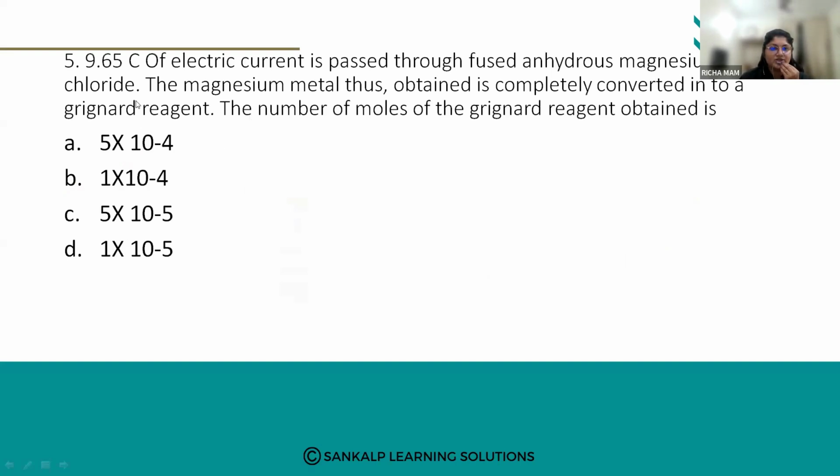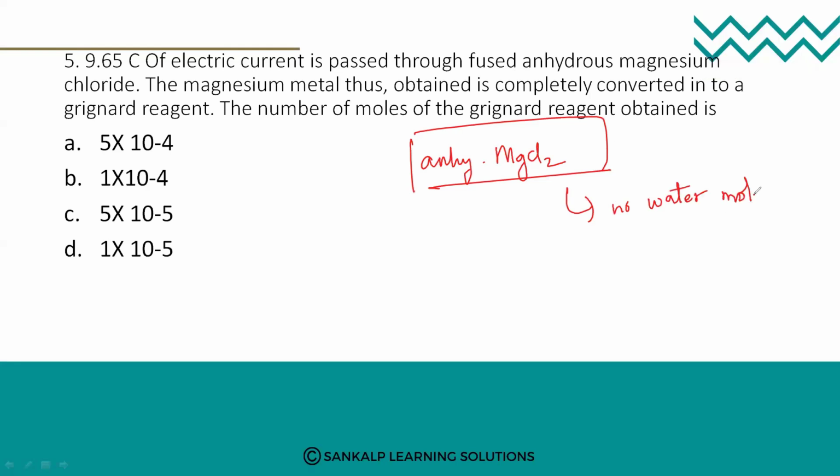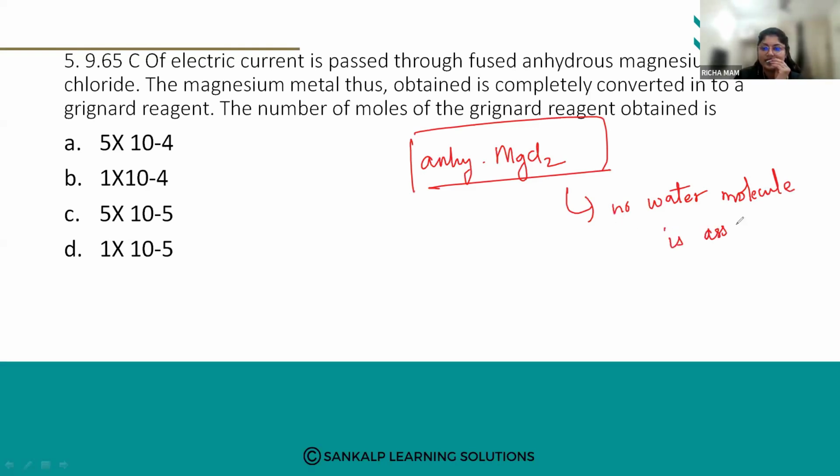Very good. Let us go for the next one. 9.65 coulombs of electric current is passed through fused anhydrous magnesium chloride. Anhydrous means there is no water molecule associated. It is dry, it is a dry powder. So remember, in words like this, anhydrous means there is no water molecule associated with it.